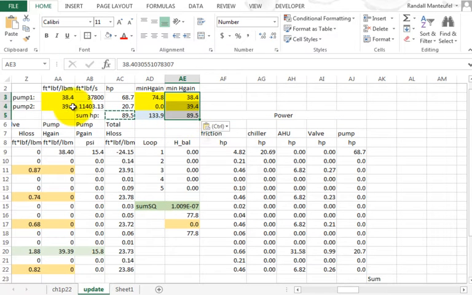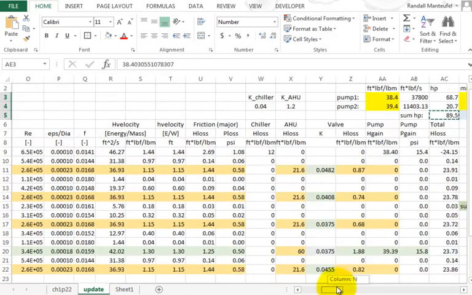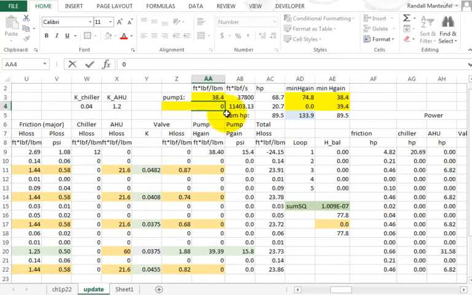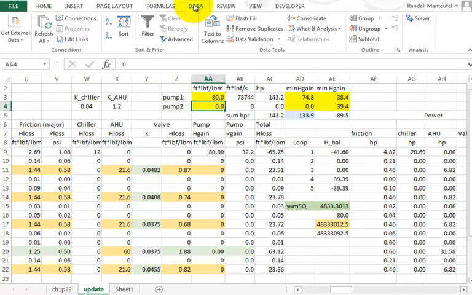Now let's go back and say, I'm only going to have 1 pump, and I'm going to change those other valve settings. So put pump 2 to 0. No head gain. It's like it doesn't exist. I probably want to boost this one up to about 80, so it's close to an initial guess. And I'm going to still change those valve settings, and I'm still going to try and drive the head balance equal to 0. So let's do data, solver.